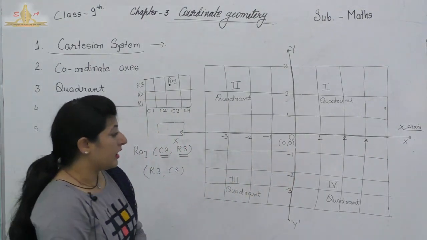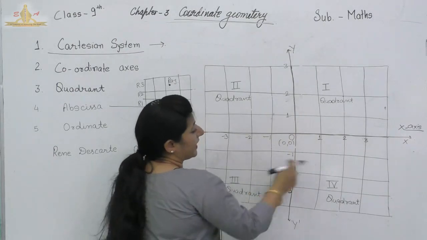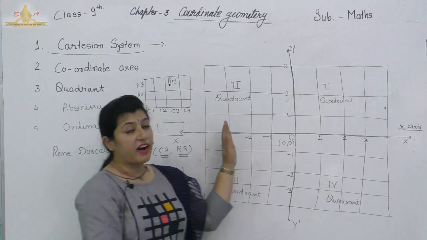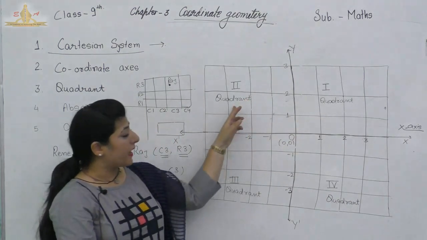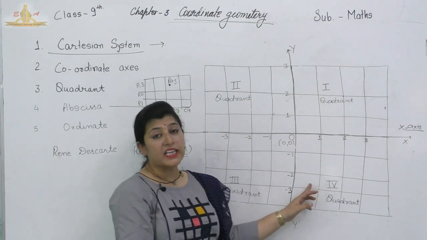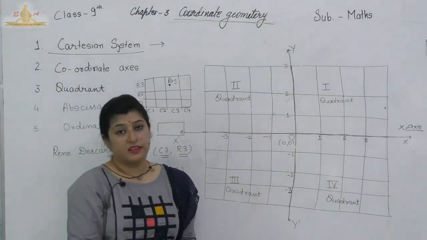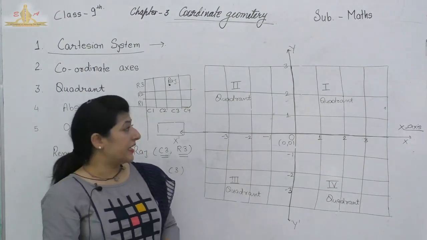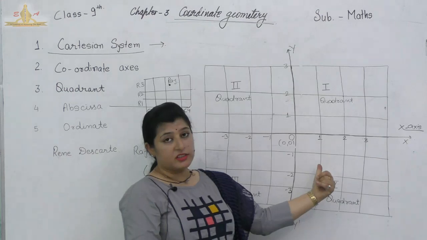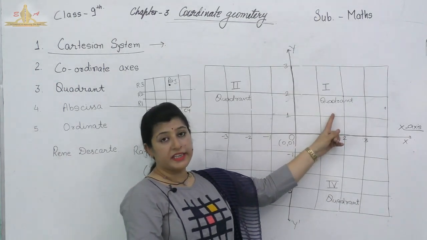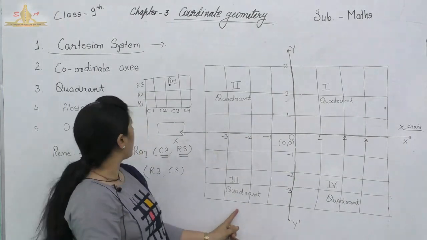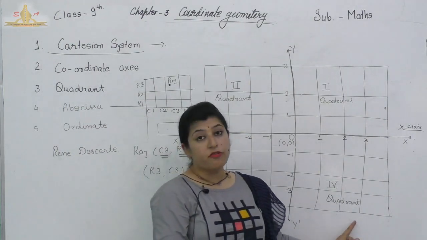Now see, these 2 perpendicular axes divide the plane into 4 parts. We can see there are 4 parts and each part is called a quadrant. Now see, we move in the anti-clockwise direction. This is the first quadrant, then second quadrant, third quadrant, and this one is the 4th quadrant.